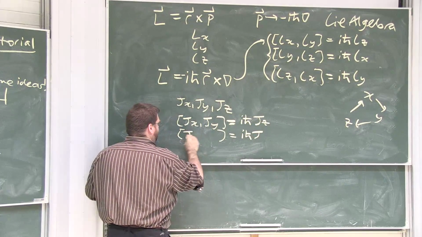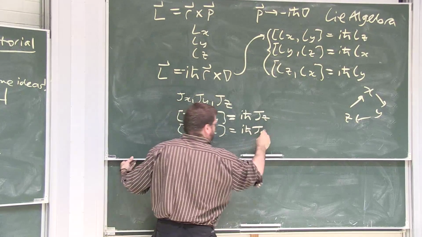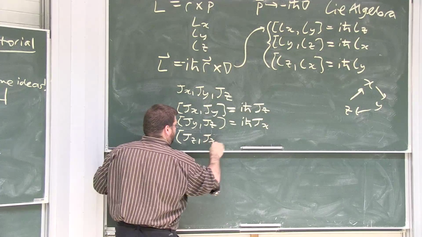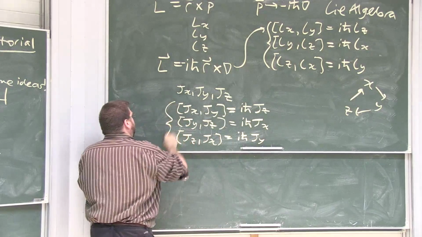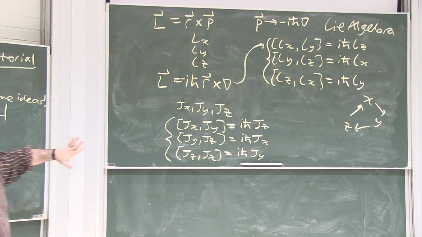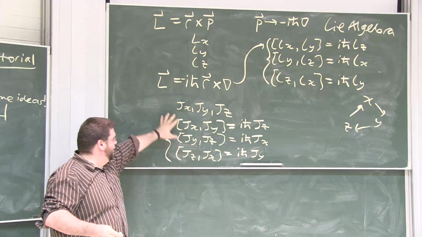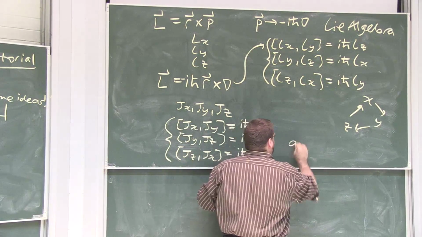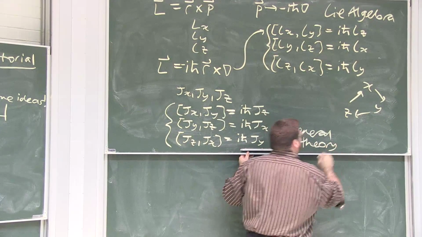I'm going to write them out because we'll need them for today's class. x becomes y, y becomes z, z becomes x, y becomes z, z, x, x becomes y. By the way, if I make any mistakes on this board, please let me know because we'll need to work from this later. So the claim is that any set of three linear Hermitian operators that obeys this is an angular momentum. And so this forms the basis of the general theory of angular momentum.